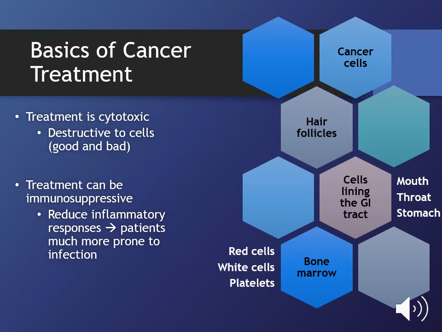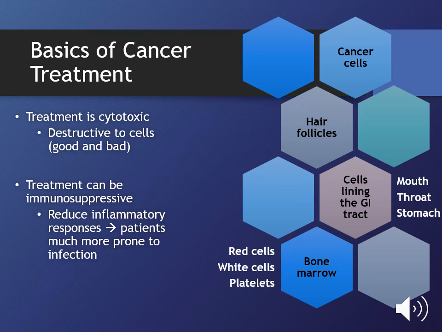Cancer therapy as a whole is cytotoxic. It kills cells, both good and bad ones. Unfortunately, traditional chemotherapy agents like to target rapidly dividing cells. So, in addition to the cancer cells, it can also affect hair follicles and the cells that line the GI tract. In the mouth, this could result in mucositis. In the throat, it can result in esophagitis. And in the stomach, we can either see diarrhea or nausea and vomiting.